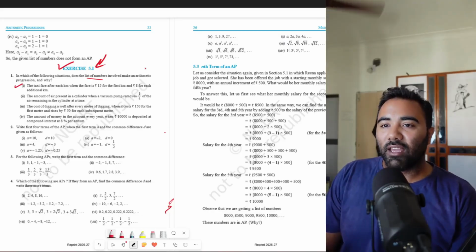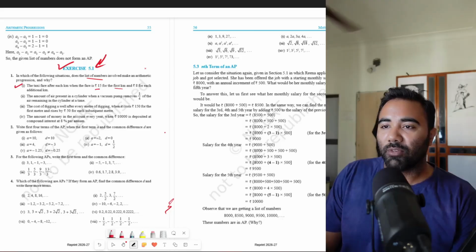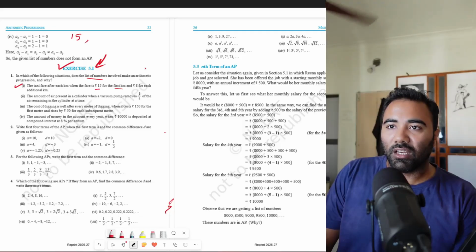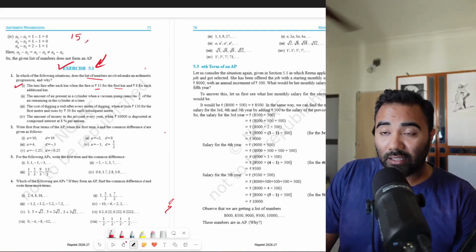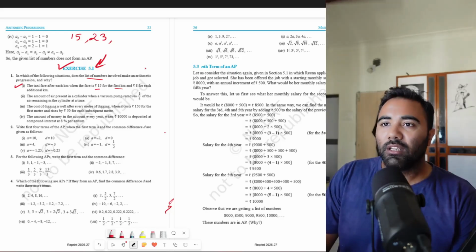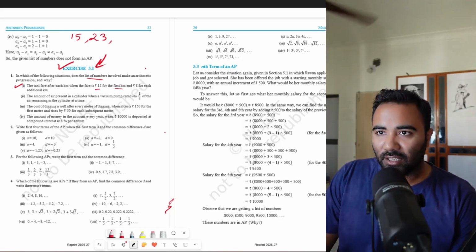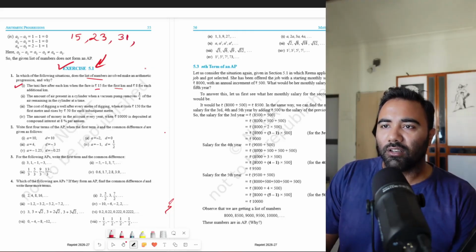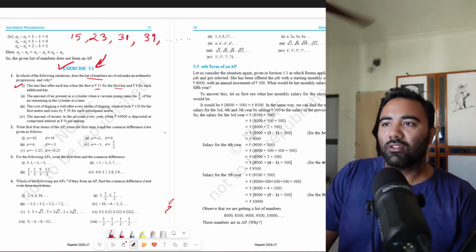The taxi fare after each kilometer, when the fare is ₹15 for the first kilometer and ₹8 for each additional kilometer. The first is 15, then 15 plus 8 is 23, then 23 plus 8 is 31, then 31 plus 8 is 39, and so on and so forth.